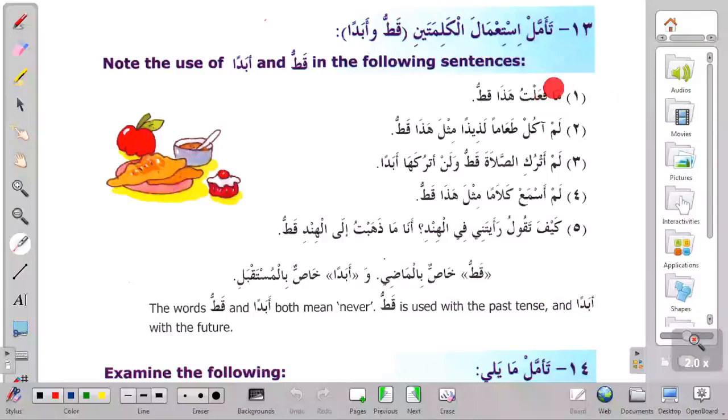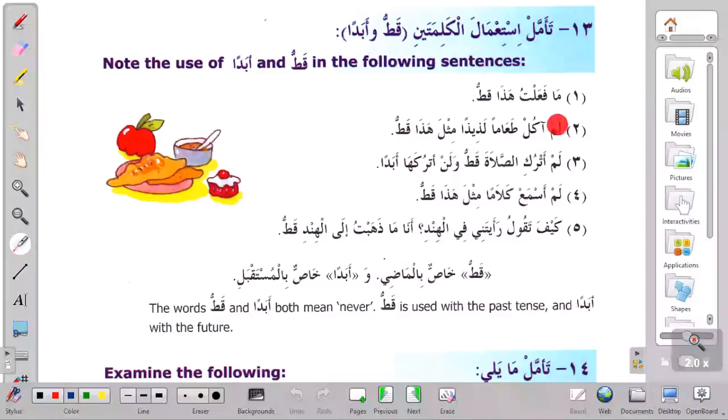So see here, ma fa'altu hadha qattu, I've never done this. Past tense, ma fa'altu. Never done. So lam akul. If you just say lam akul, I've not eaten, I didn't eat. That's past tense. So qattu should come, not abadan.